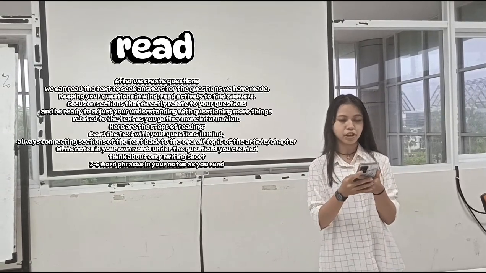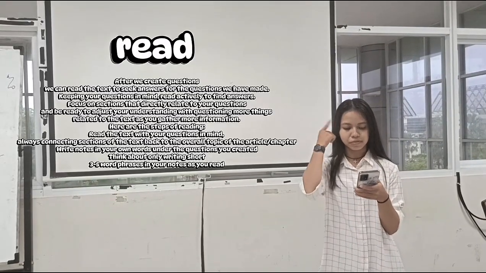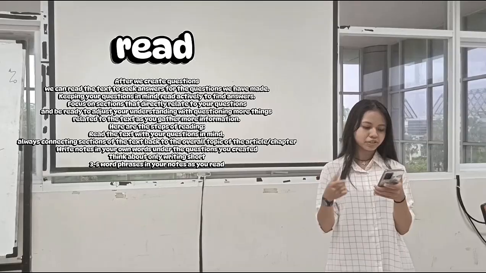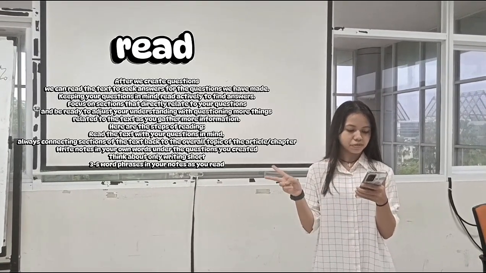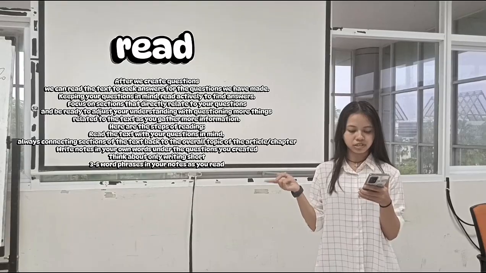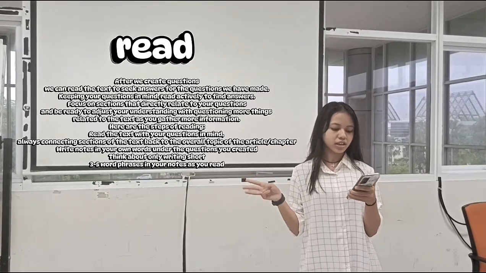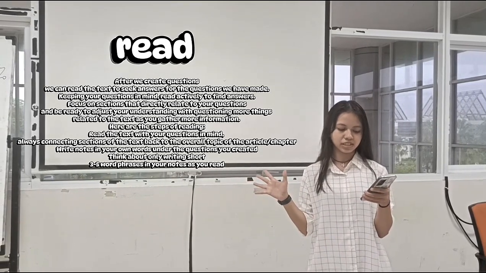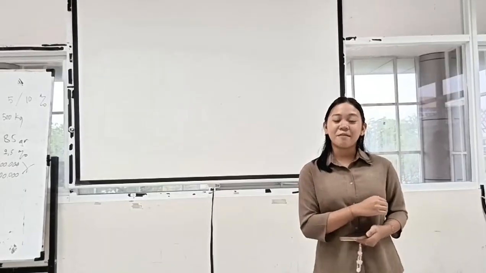Here are the steps of reading. The first one, read the text with your questions in mind, always connecting sections of the text back to the overall topic of the article and chapter. The second one is write notes in your own words under the questions. And then the third one, think about only writing in short, like three or five word phrases in your notes as you read.